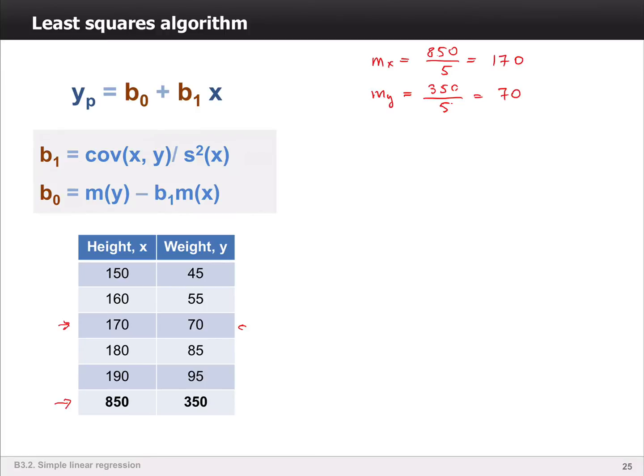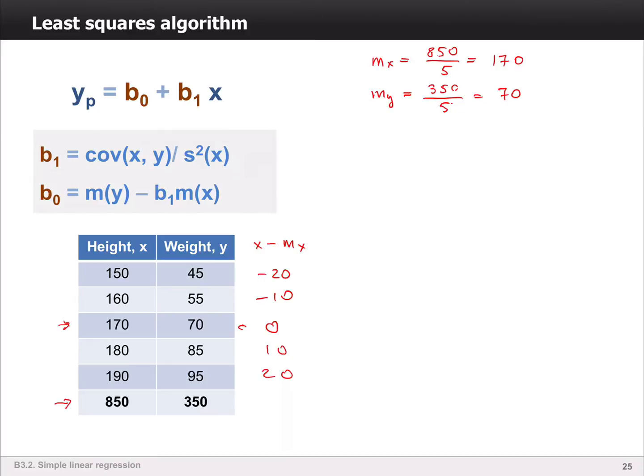Now what we need to do first is to calculate the difference between x and the average x, and y and the average y. So I will just do it here. For x minus mx, we have 150 minus 170, which is minus 20. 160 minus 170 is minus 10. Then you have 0 here, 10 here, and 20 here. Okay, so this is x minus mx.